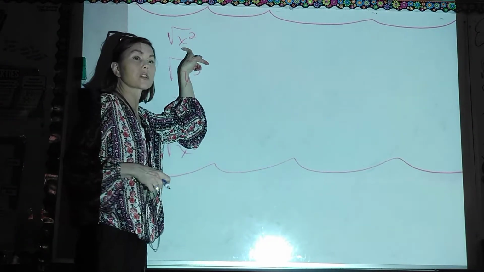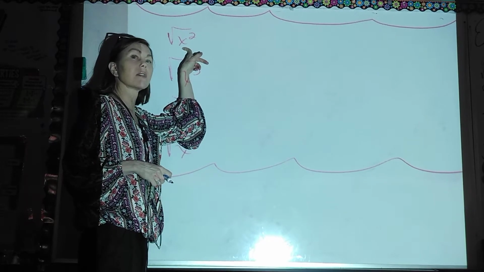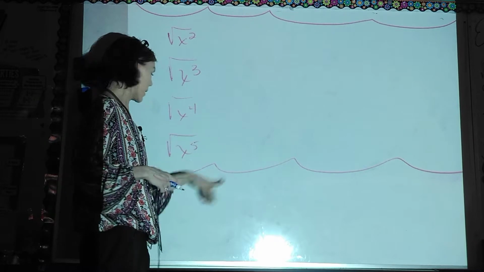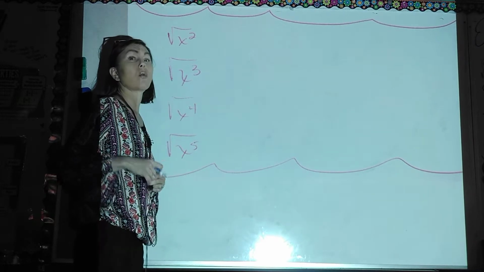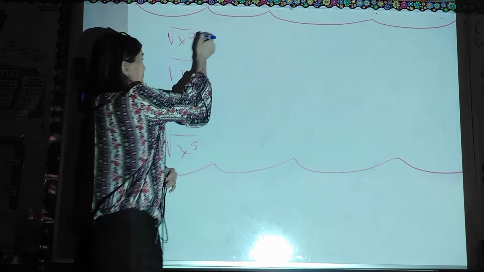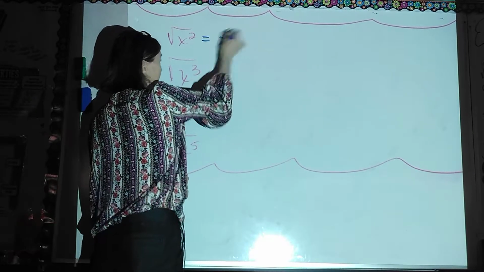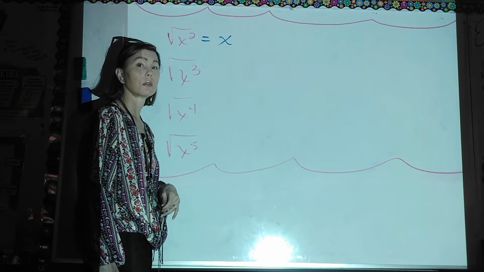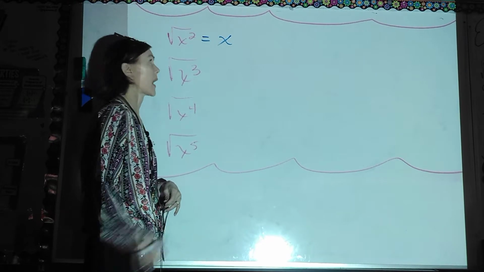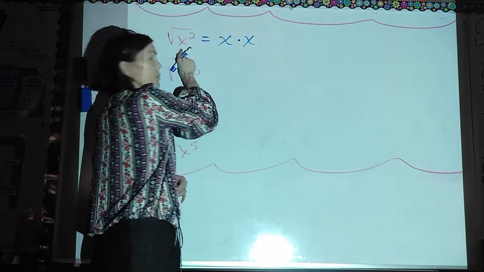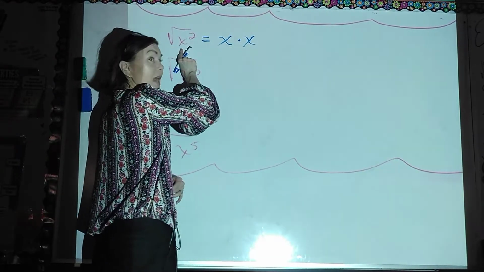So is this a perfect square? Yep, that's an even exponent. Is this a perfect square? No. Is this a perfect square? Yes. Is this a perfect square? No. So what we love about the variables with the perfect squares is our answer is going to be x. Done. Why is that? Because what times what gives me x squared? X times x gives me x squared.